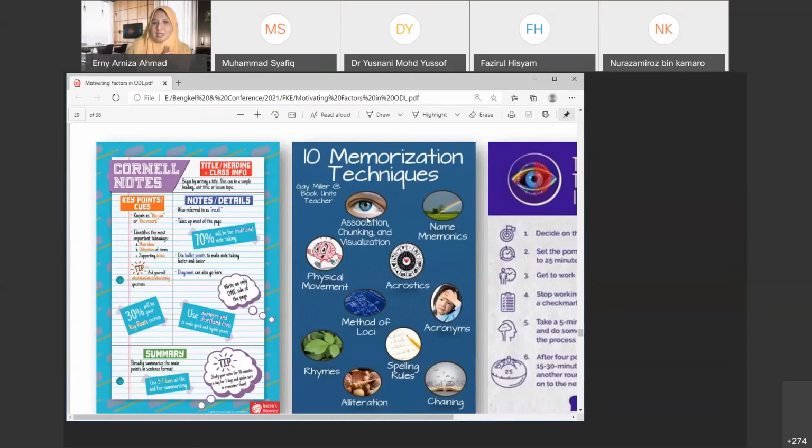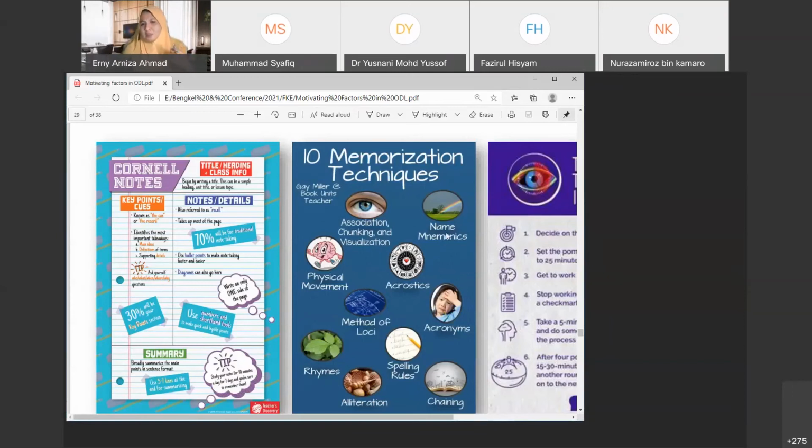Okay, so yang ini pun Madam ni tak ada cakap macam siapa yang susah itu mana, so you need to know, right. So this one, you ada association, chunking, and visualization, maksud dia yang ni you kena pecahkan you punya notes tu, and then what are the things that you need to memorize.